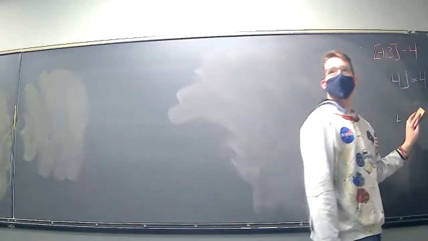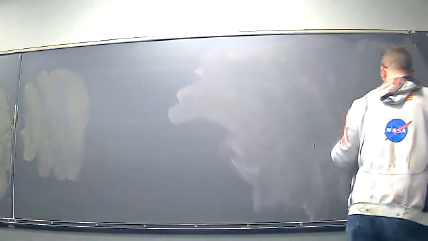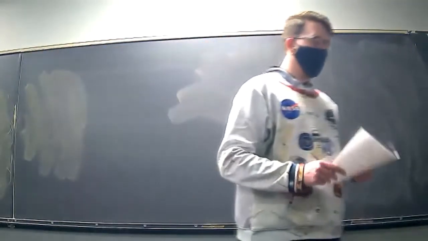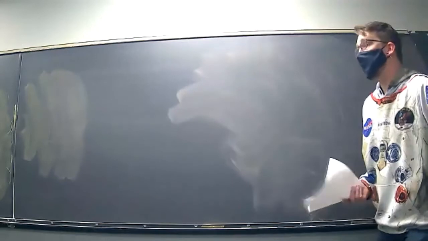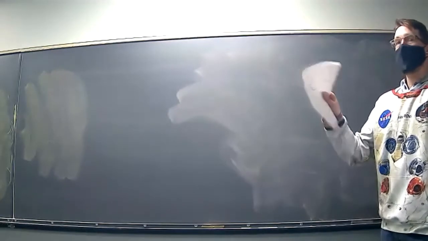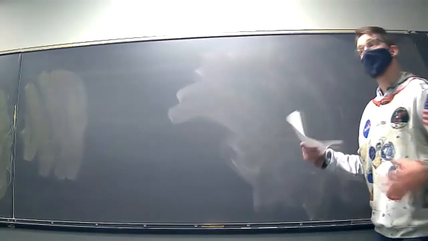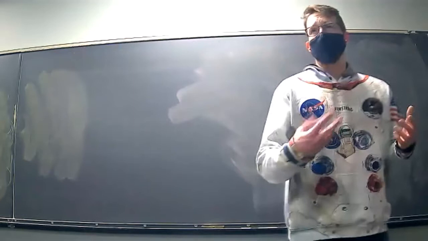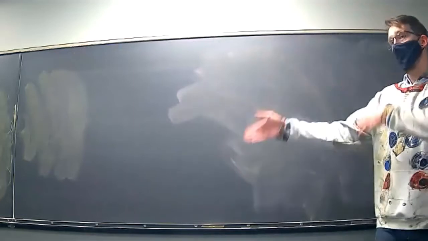Who knows what a secant line is? Anyone? No? Awesome, even better. I'm not gonna sound like a broken record. So, a secant line, well, to begin with, a secant comes from the Latin word meaning to cut. A secant line is a line that crosses a curve twice or more.